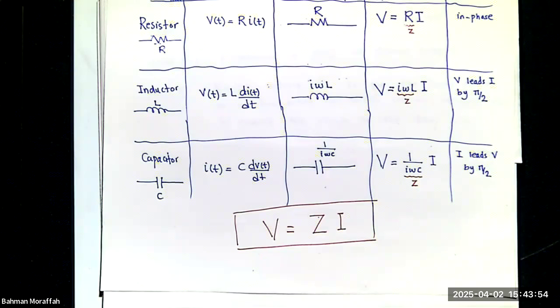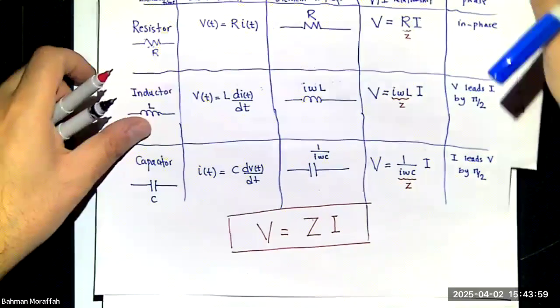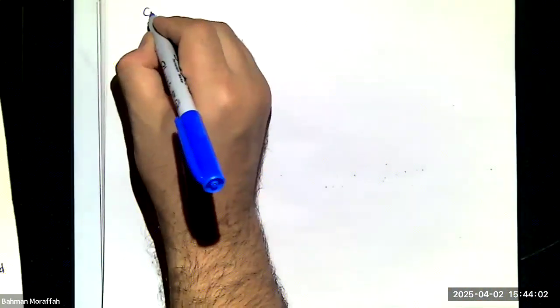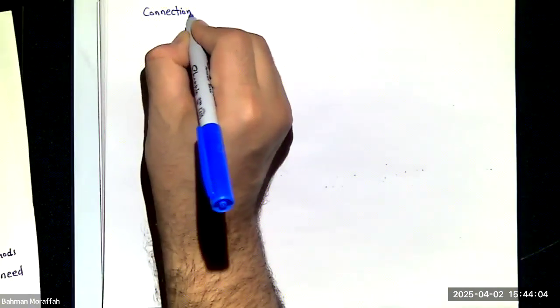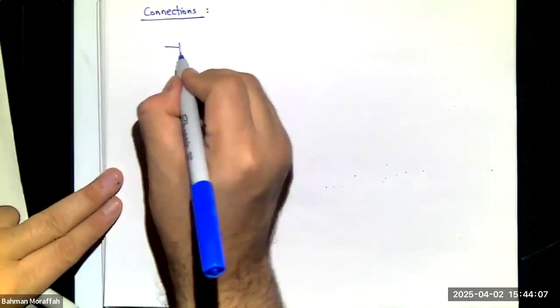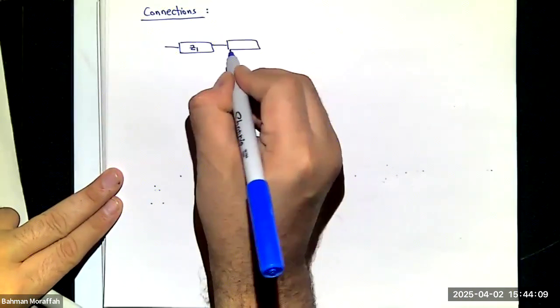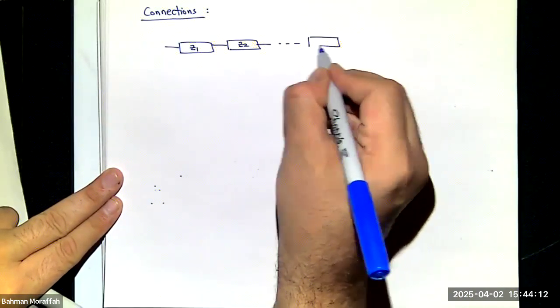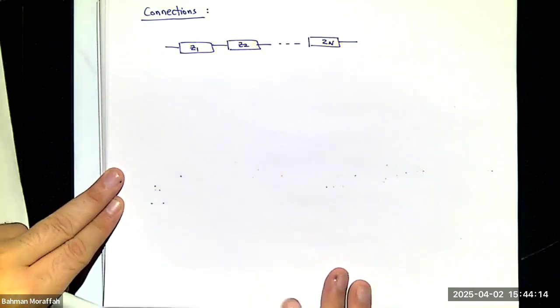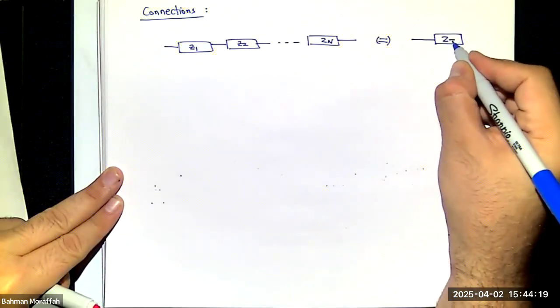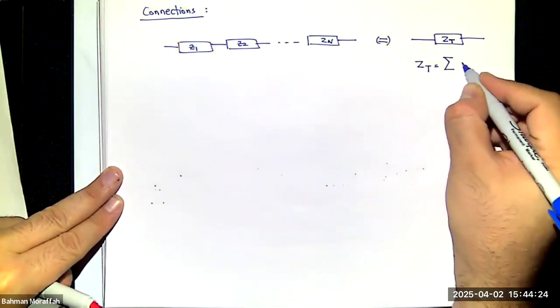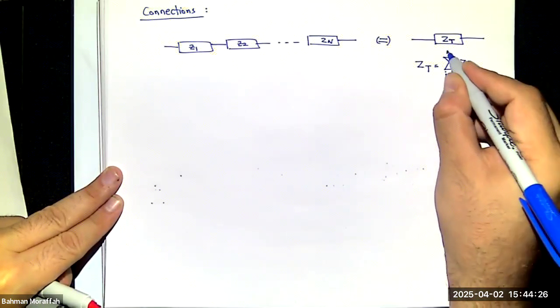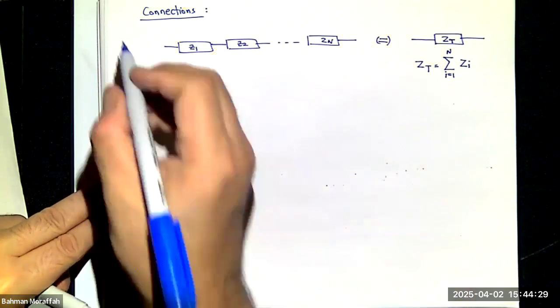And given that, we can actually combine things. So if I have connections, if I have Z1, Z2 all the way to Zn, I can replace this by one equivalent impedance. Let's just call it Zt. And I know Zt is the summation of all Zi's, i from 1 to n. So that's a series connection.